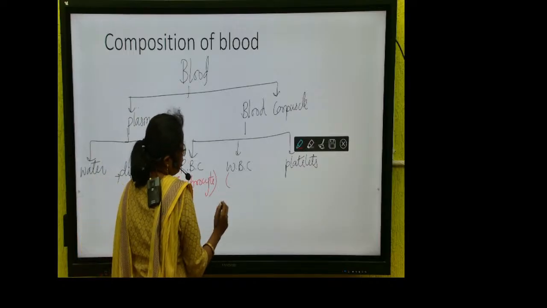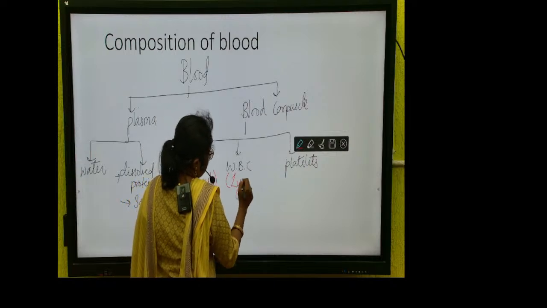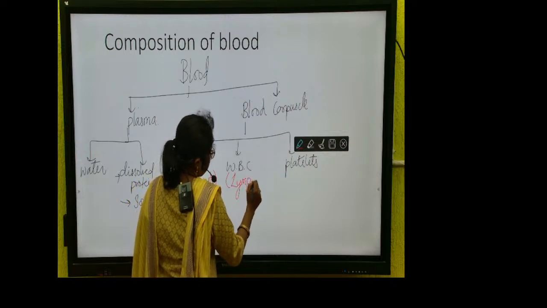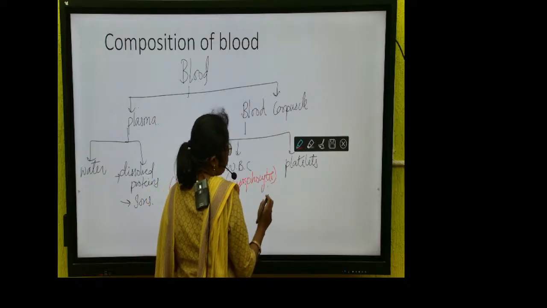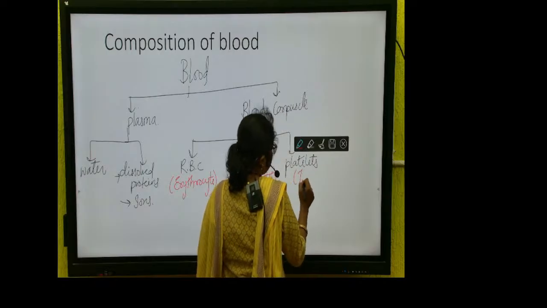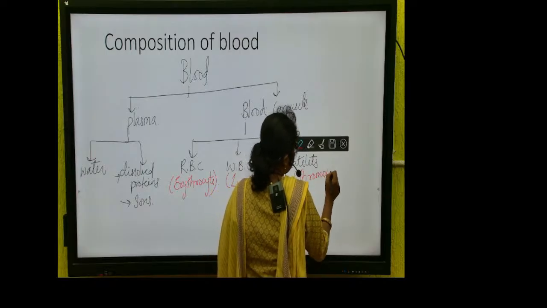Right? So RBC, as we know, is called erythrocytes. WBC is called lymphocytes or leukocytes. Platelets are called thrombocytes.